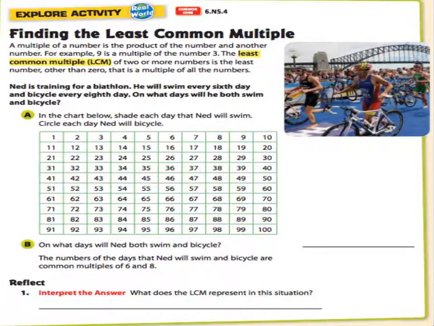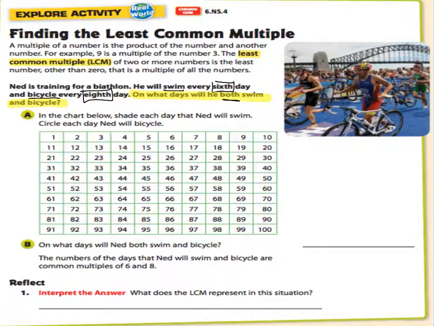So we already went over what the least common multiple is. So we're actually going to start by talking about Ned, who's training for a biathlon. A biathlon is when there's two different events that you're in one race. In this case, his biathlon is a swim and a bike. So he is going to swim every 6th day, and then he's going to bicycle every 8th day. Okay, so we want to know on what days will he both swim and bicycle. So we want to know on which days will he do both.